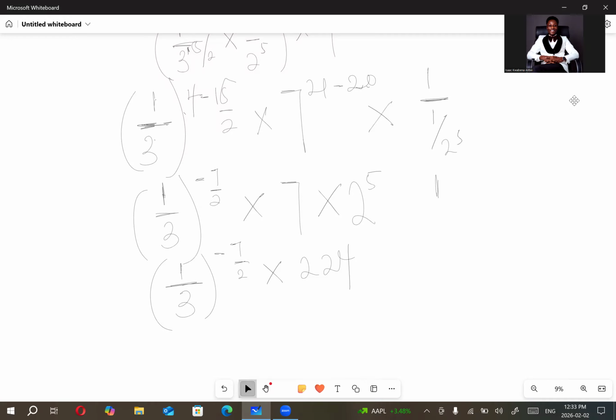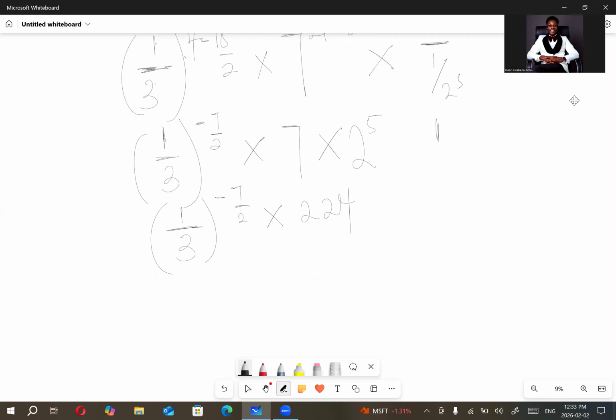But the index is negative, so I can even change it. We can change it as 3 exponent 7 over 2 in the denominator, or 3 over 1. Because when you have a number raised to a negative index, it's equal to the reciprocal of the number raised to the same positive index. So 1 over 3 becomes 3 over 1 exponent that, times 224.